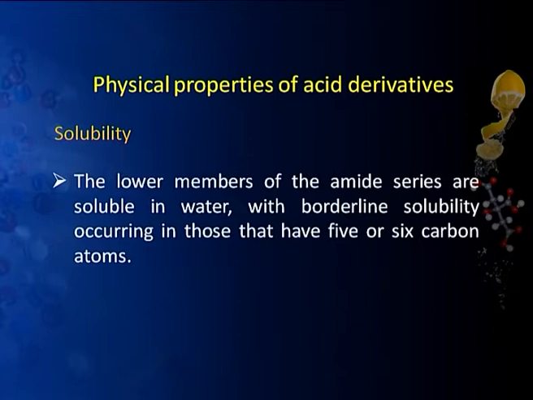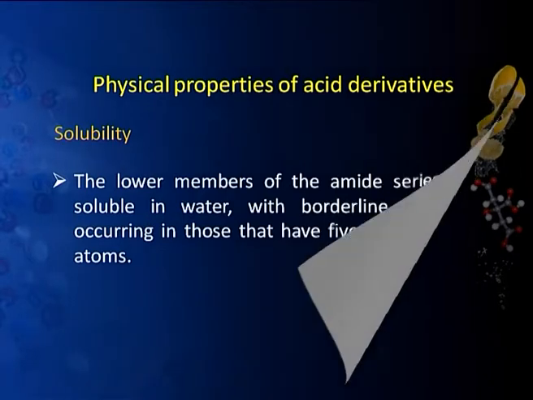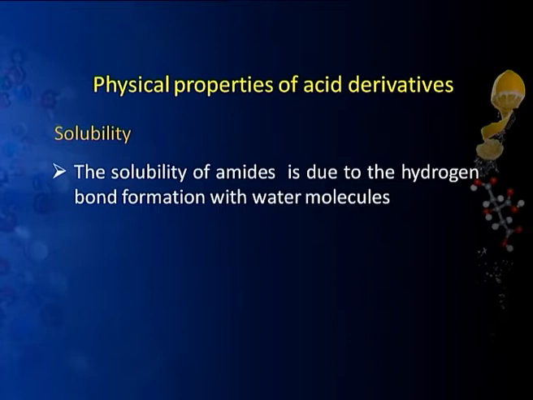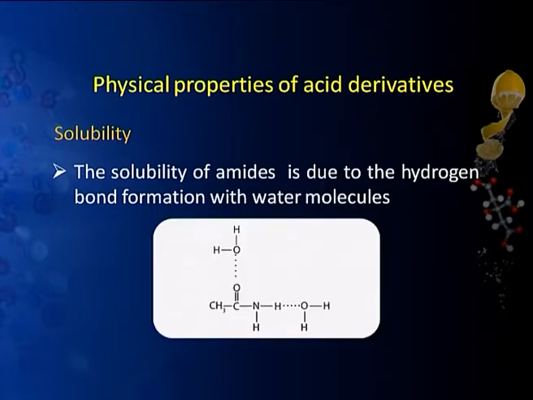Then the amides. The lower members of the amides are soluble in water, and generally they are soluble up to 5 or 6 carbon atoms. After that the solubility decreases. This solubility of amides in water is due to hydrogen bonding, because amides have these NH2 groups, these hydrogens, which can form hydrogen bonds with water molecules. But as the size of the carbon chain increases, it becomes water repellent and their solubility decreases.